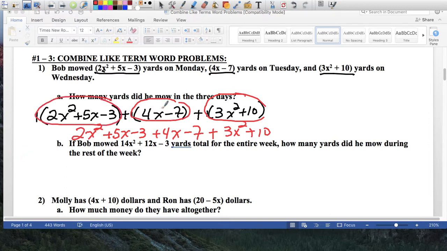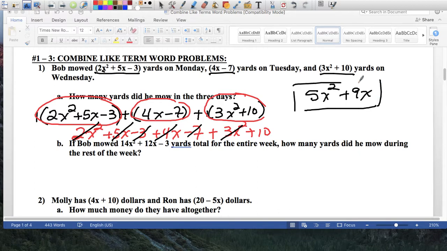Okay. Now with addition, hopefully you realize that we didn't really need to put the parentheses, but with subtraction, we definitely have to put the parentheses. All right, let's continue. So I got 2x squared and 3x squared, and these two will combine, right? It'll give me 5x squared. And then the 5x, I have a 5x here and a plus 4x, so that's going to be 9x. And then negative 3 and negative 7 is negative 10, and negative 10 plus 10 is just 0. So on Monday, Tuesday, and Wednesday, this is how many yards he mowed.